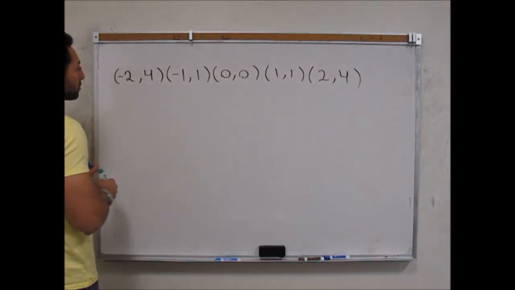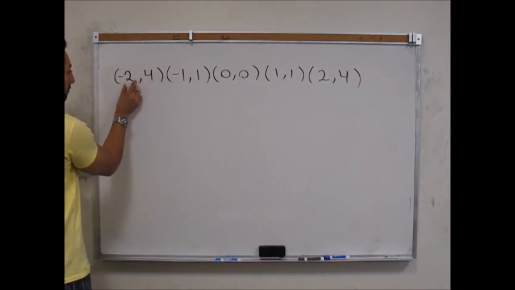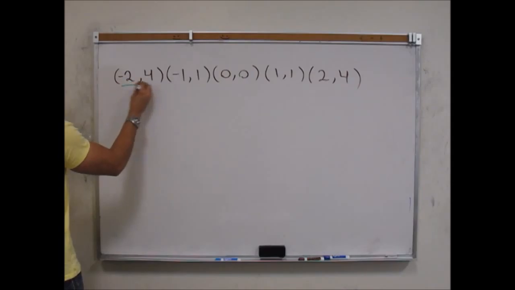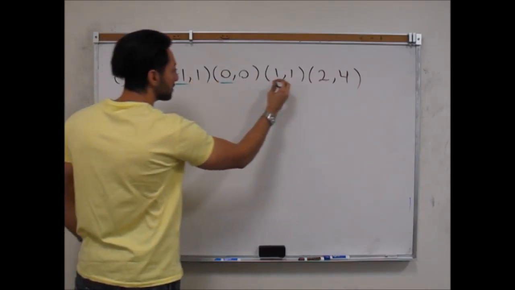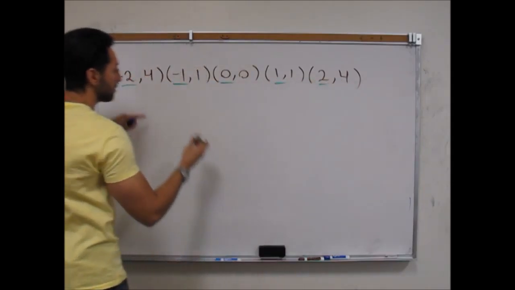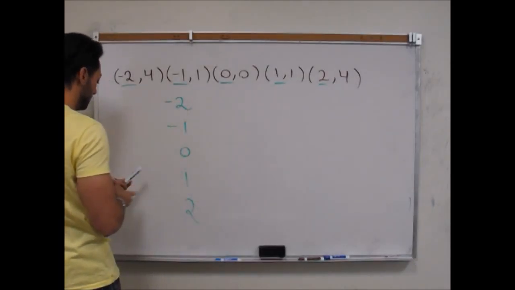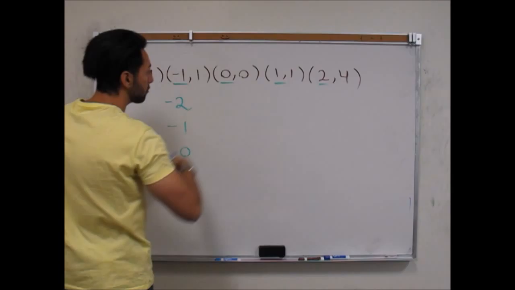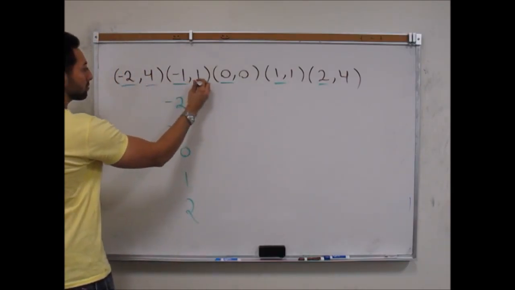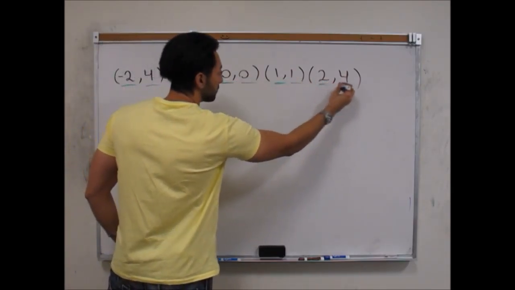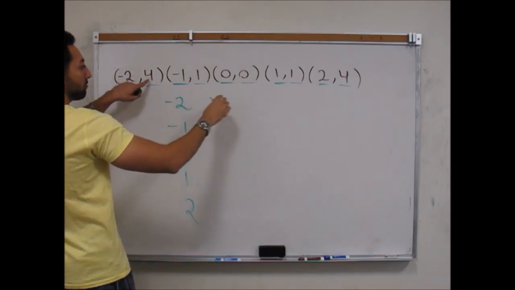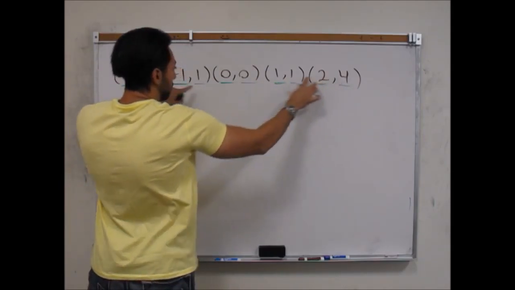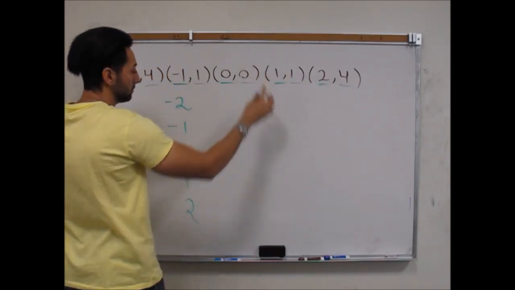So we know that the input is the first coordinate of our ordered pair. So our inputs in this case would be these numbers here. So I'm going to list those out vertically for you. And we also know that our output is the second coordinate of our ordered pair. So these numbers would be our outputs. And notice that the 4 repeats, the 1 repeats, and then we have just a 0.